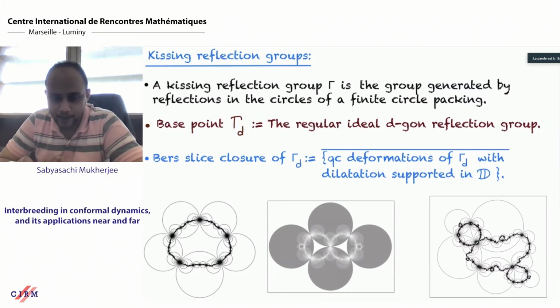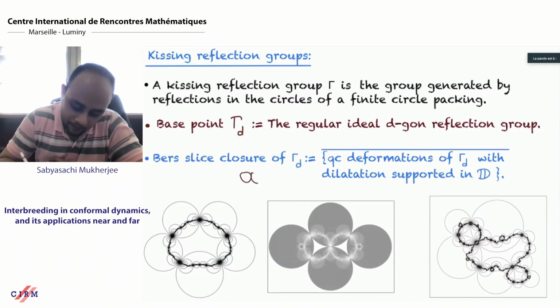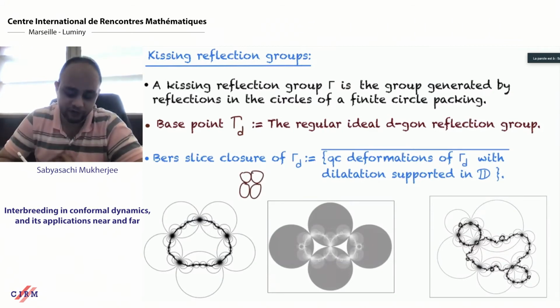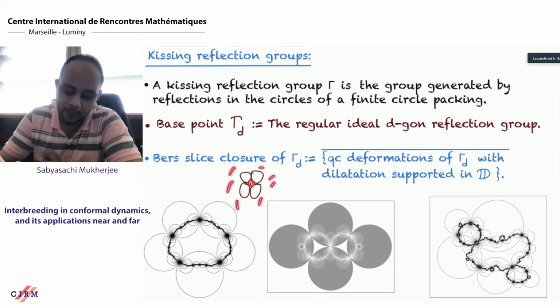So what does that mean? You start with, for instance, a reflection group generated by these four reflections in these four circles. So your fundamental domain is going to be this region and the exterior.